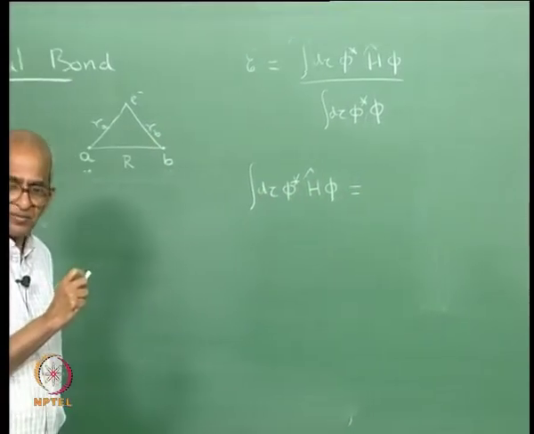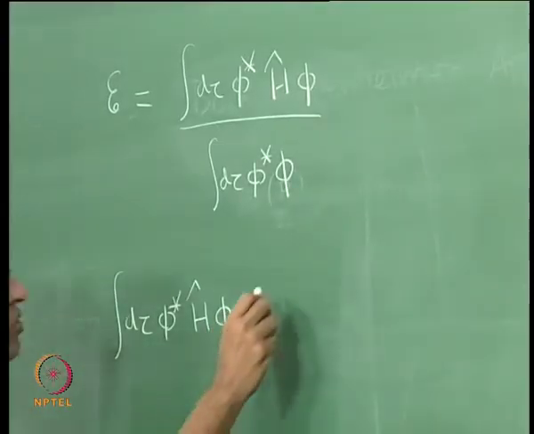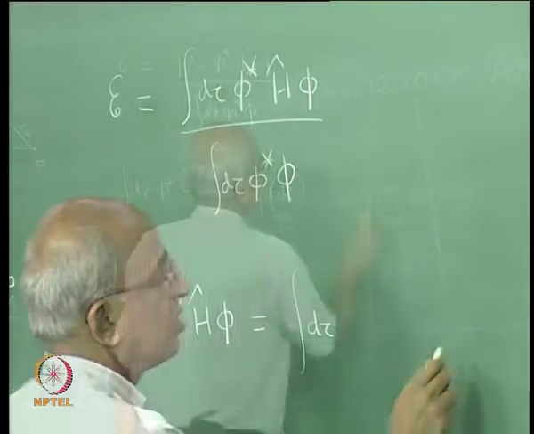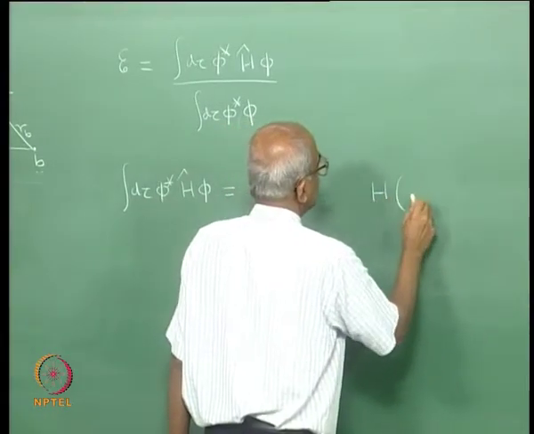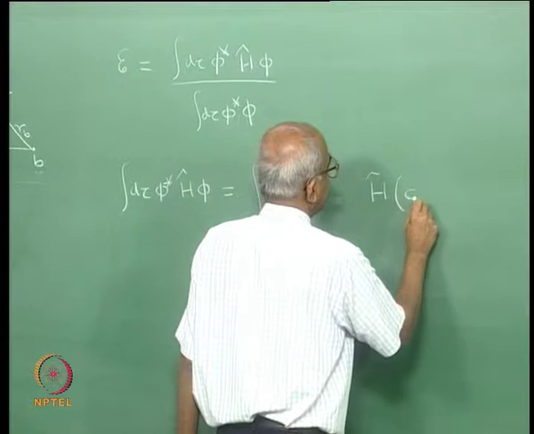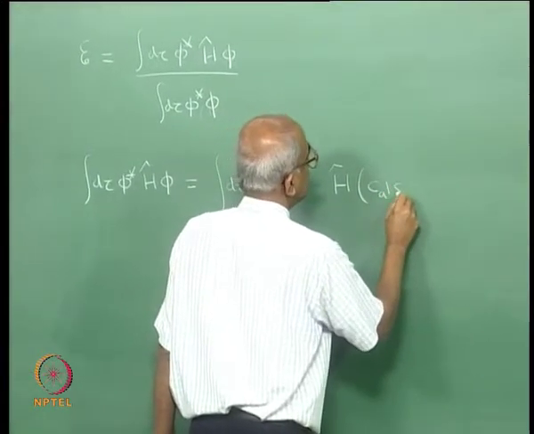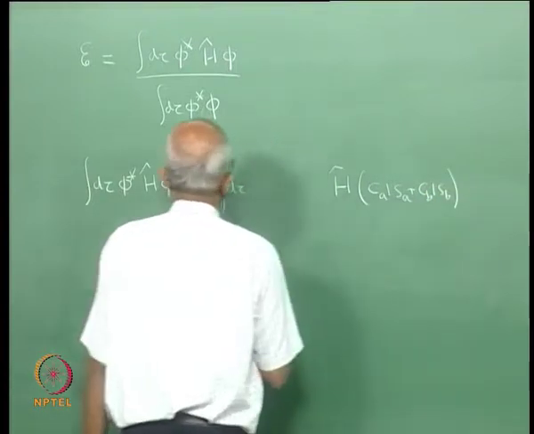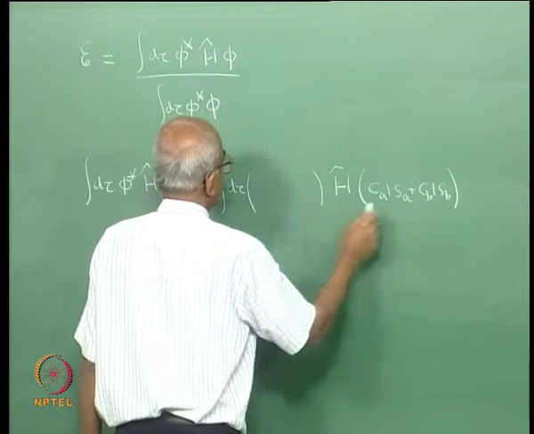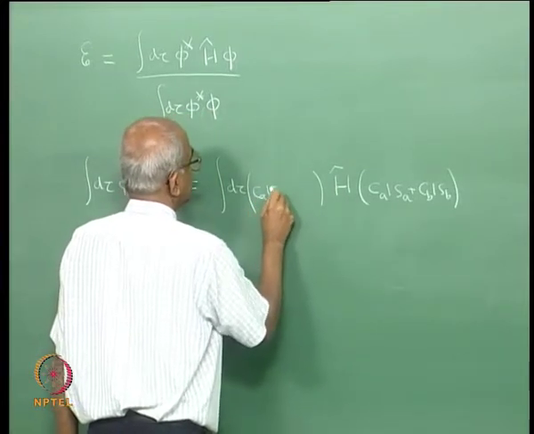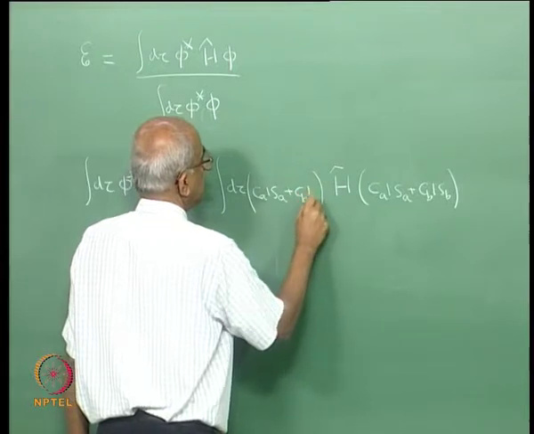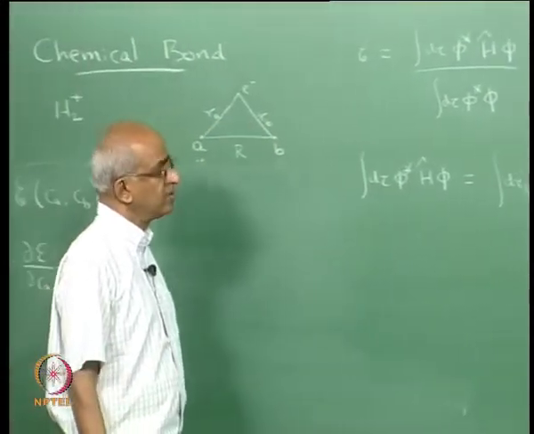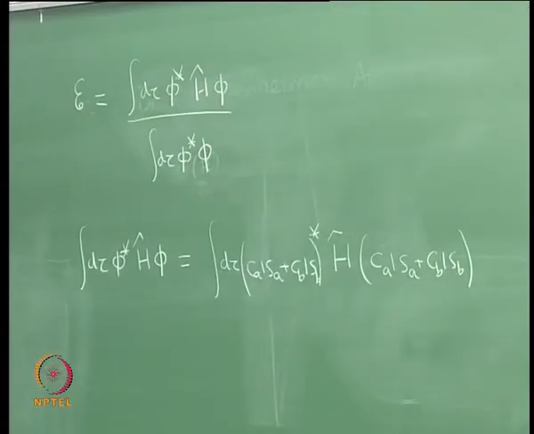Okay. So, you will have d tau, let me write the h here. H is going to operate upon this linear combination Ca 1s A plus Cb 1s B, and after that operation is performed, you have to multiply it by Ca 1s A plus Cb 1s B with the star. Right, this is your numerator.